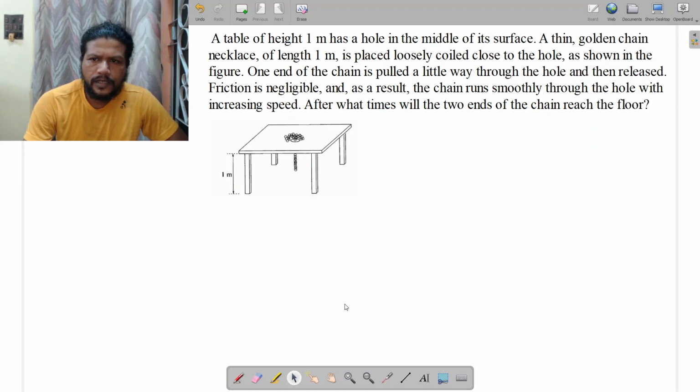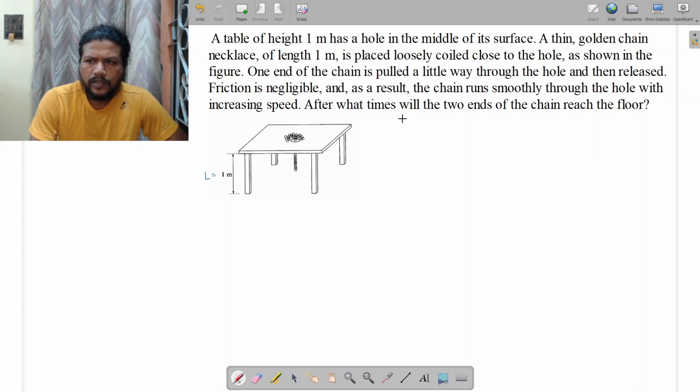First of all, let us set up the situation. Let us use variables, that is a very good way of solving problems. I'm going to call the length of the chain as well as the height of the table L, so that L is 1 meter and the height of the table is also 1 meter. It's given that the chain has no friction at all.